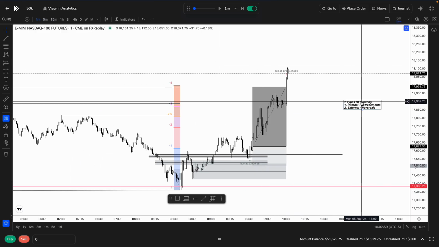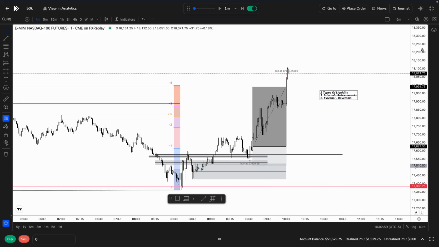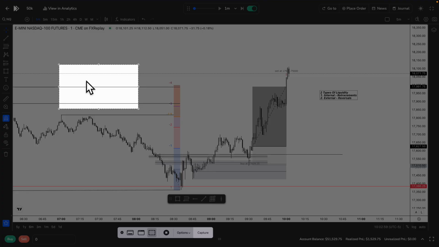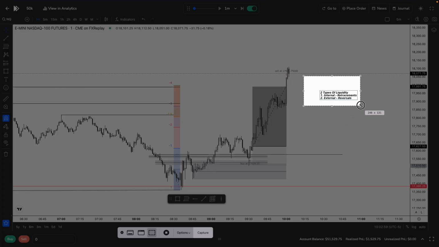So yeah, 2 types of liquidity: internal for retracements, external for reversals. Keep that in mind when you're trading.